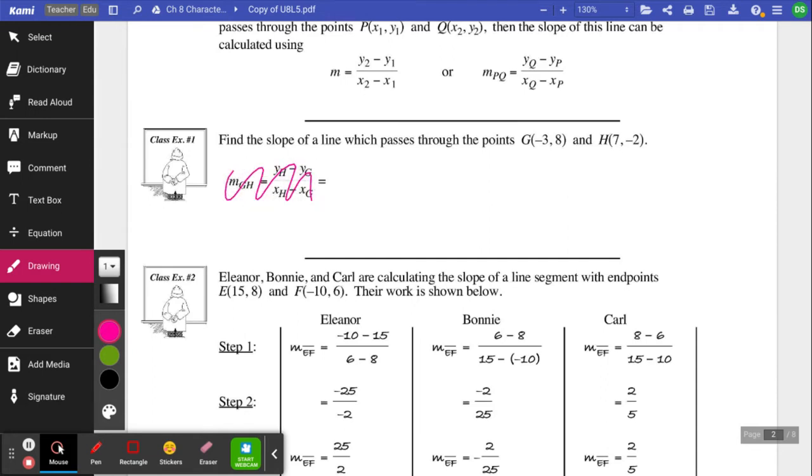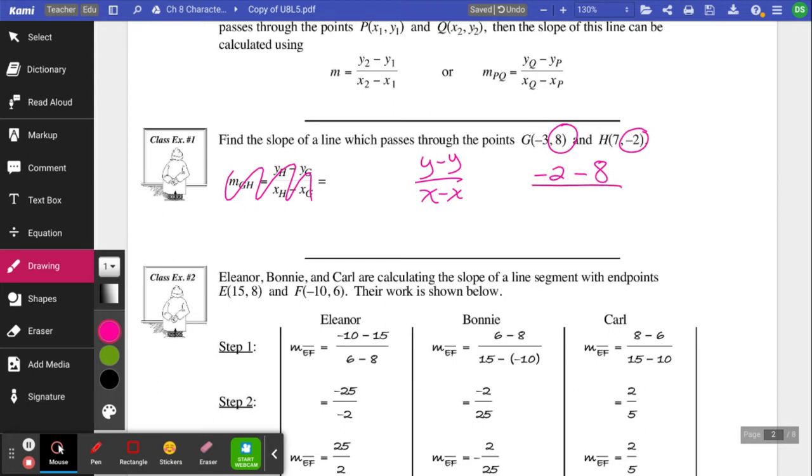When it says I need to find the slope of a line that goes through those points, here's what I want you to write down for slope: y minus y over x minus x. Now you choose. Do you want to start with the G or do you want to start with the H? Doesn't matter. Pick. Hurry. H. Let's start with H. So I need to take the y values from my H's and go -2 minus 8. That's the difference in the y's.